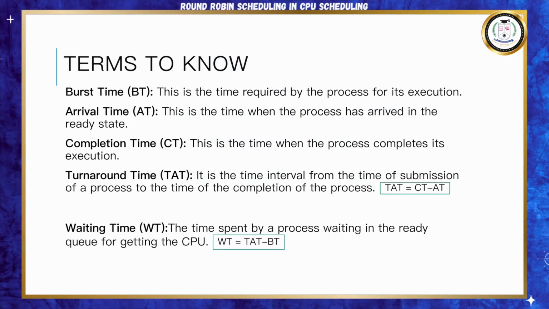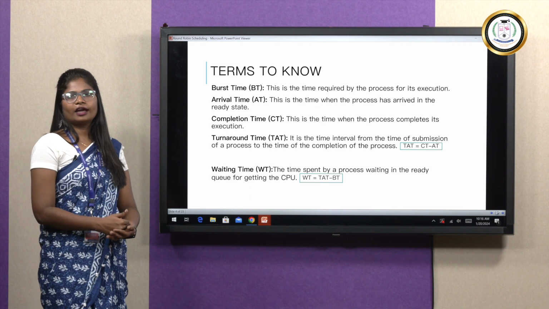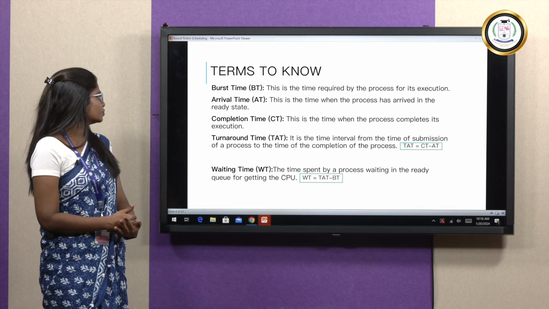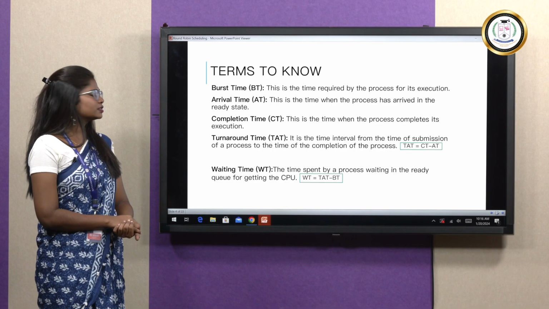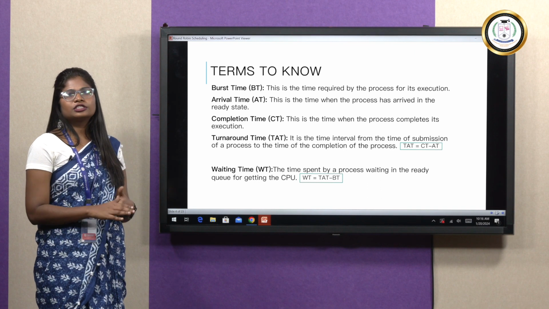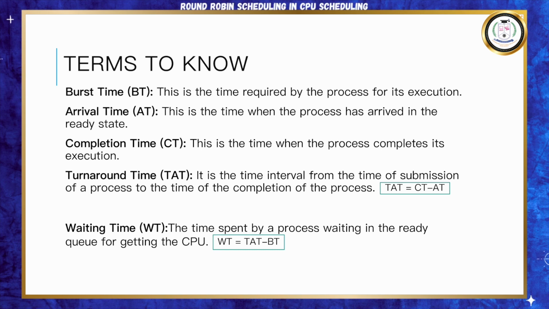The first term is burst time. This is the time required for the process. The second one is arrival time, the time at which the process arrives for execution. The next one is completion time, the time at which the process gets completed. The next one is turnaround time. This is the time interval between the arrival time and the completion time. The next one is waiting time. This is the time which the process will wait for the CPU inside the ready queue.